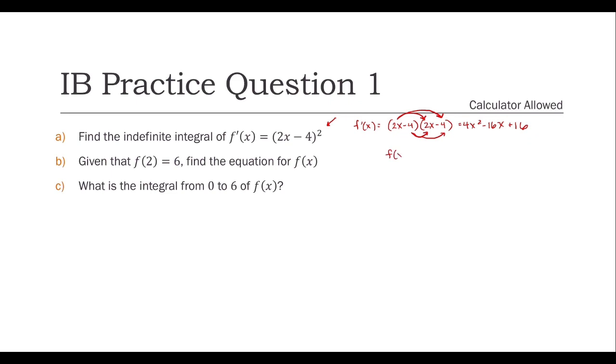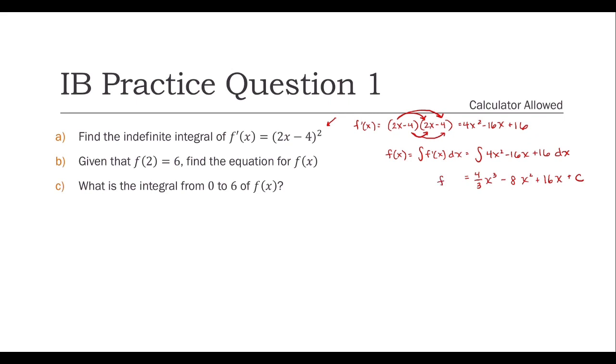So our f of x is going to be the integral of f prime of x dx. So that's the integral of 4x squared minus 16x plus 16 dx. So this equals, we'll add 1 to our exponent, so x cubed, and then we'll divide by that 3, so 4/3, minus, this is going to be an x squared, so 16 divided by 2 is 8, and then plus, this one will just be x, so we're just dividing by 1, so plus 16x, and then we can't forget our plus c.